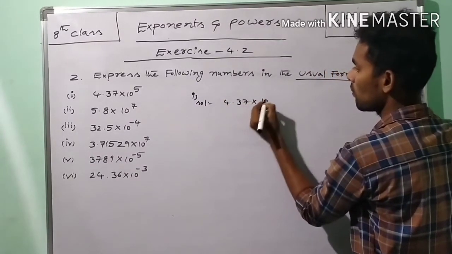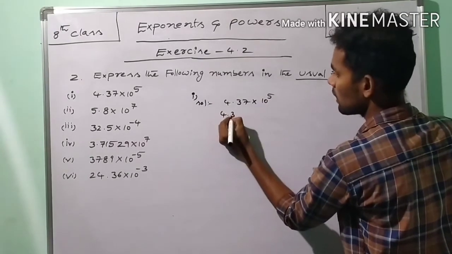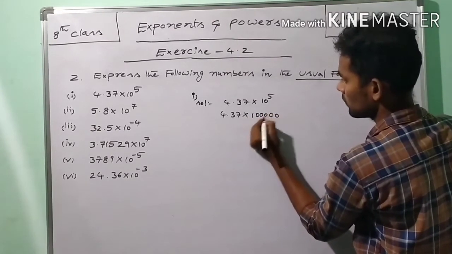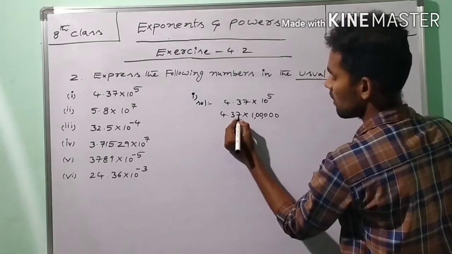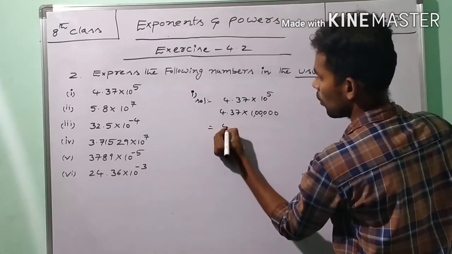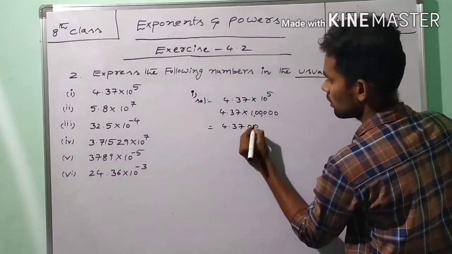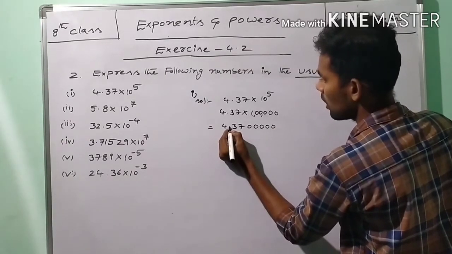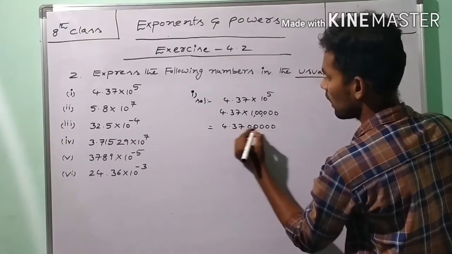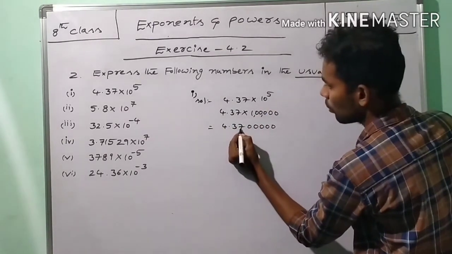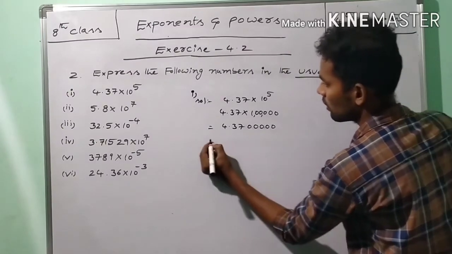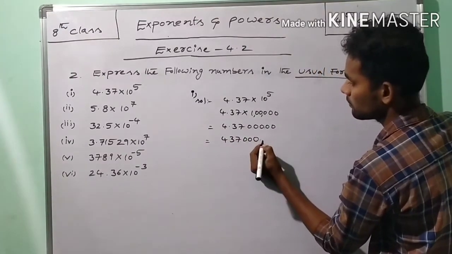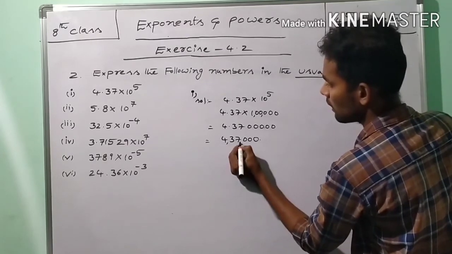4.37 into 10 to the power of 5 can be written as 4.37 into 1 lakh. Here the decimal point shifts how many places towards the right side? 5 places: 1, 2, 3, 4, 5. Equal to 437,000, that is 4,37,000.